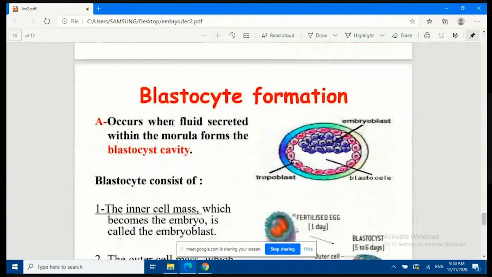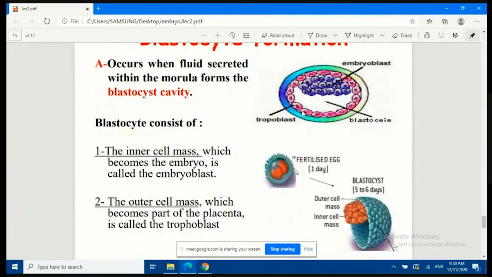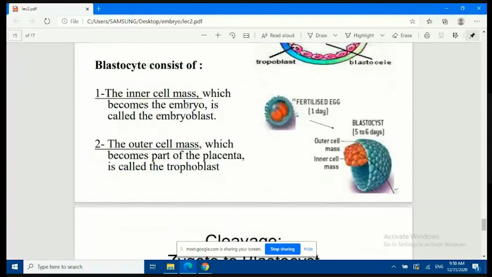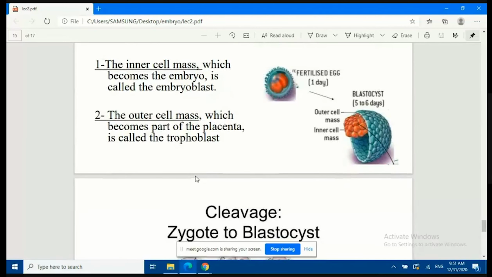زين. Blastocyst formation هذه مهمة، هذه مطلوبة منكم. This is requested. ثلاث تأشيرات: embryoblast, trophoblast, blastocyst cavity. Inner cell mass راح يكون لنا embryo بالمستقبل. Okay زين, and this we call embryoblast. Outer cell mass راح يكون part of the placenta يعني مشيمة, and this we call trophoblast.